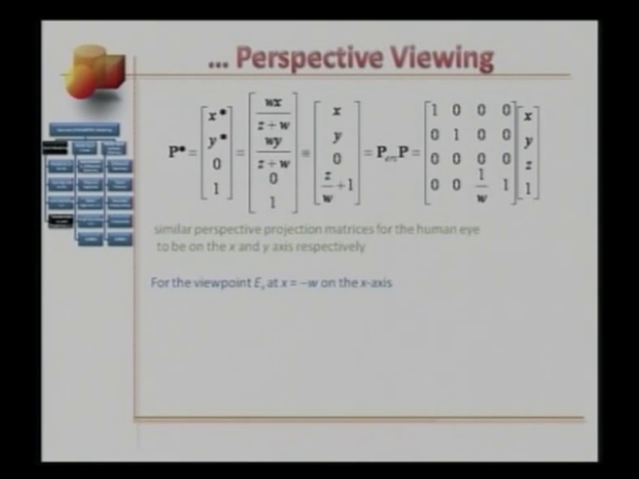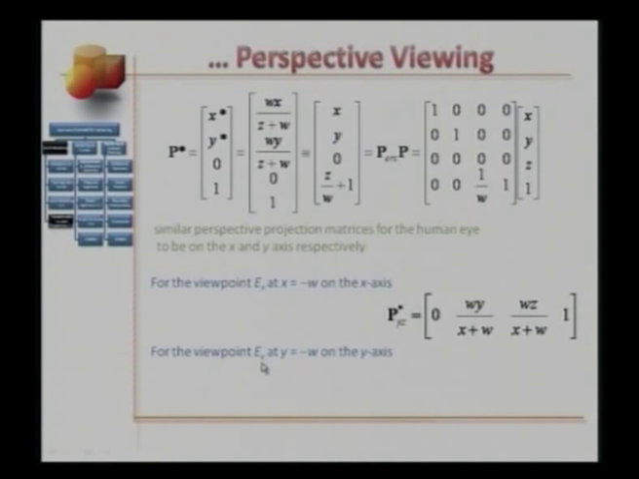For the viewpoint Ex along the negative x axis at distance w from the origin, we have the perspective image of point P written in this form: 0, wy over x plus w, wz over x plus w and 1. Of course, there will be a transpose here because this will be a homogeneous column vector. Notice that the perspective plane will be the yz plane. Once again, I can break this column vector into a multiplication operation between a 4 by 4 matrix and the original column vector.